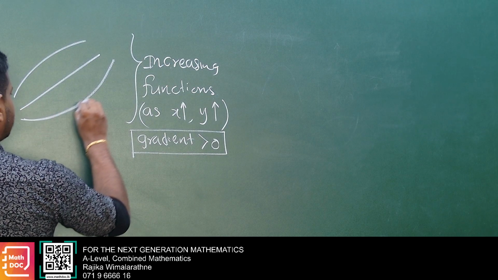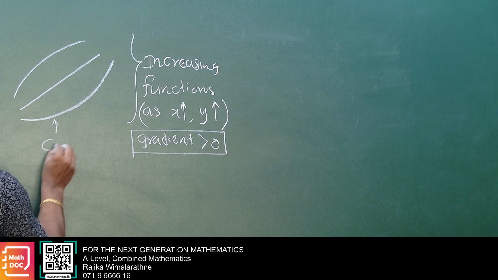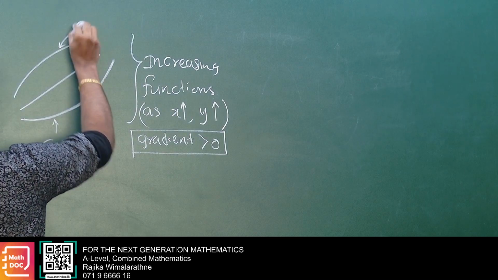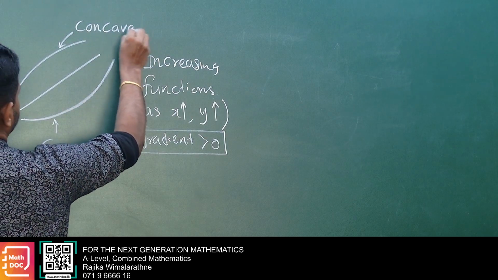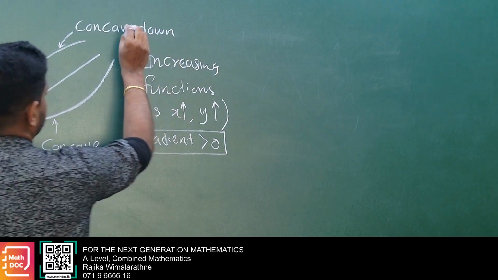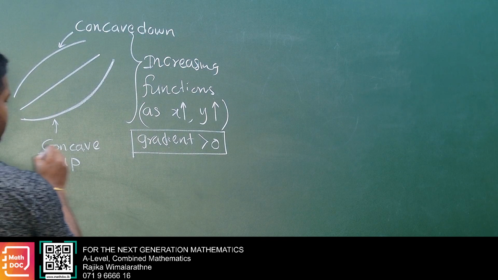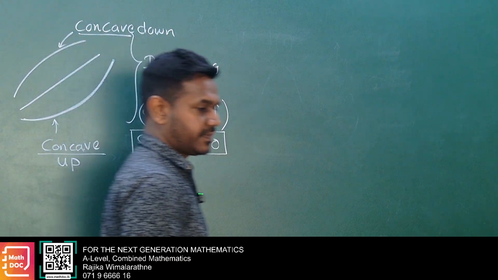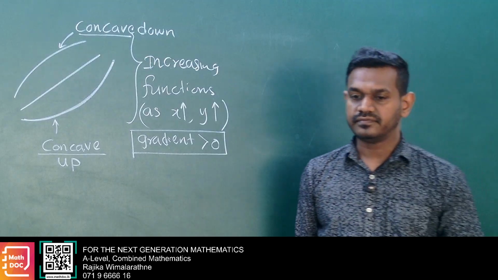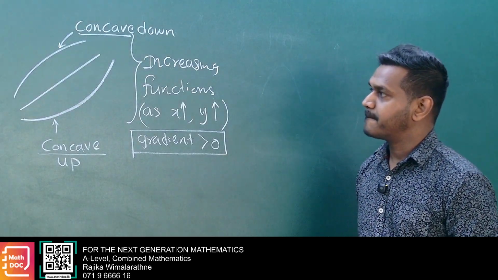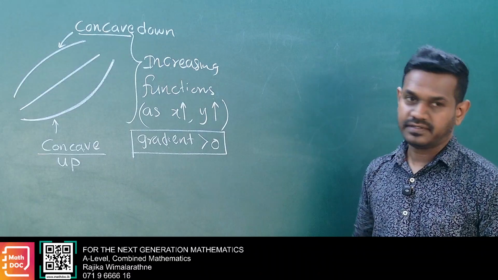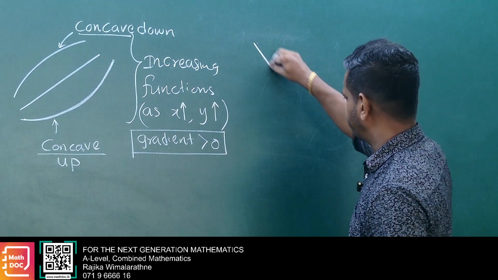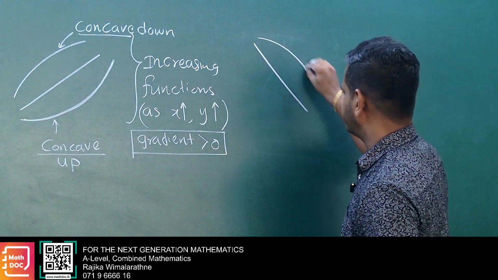Here especially we say concave up. Here we say concave down. Concave up, concave down. Sketch with me. These are special shapes. You consider here this type of relations.